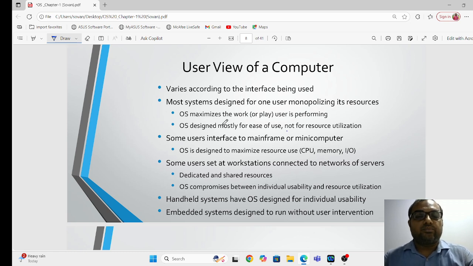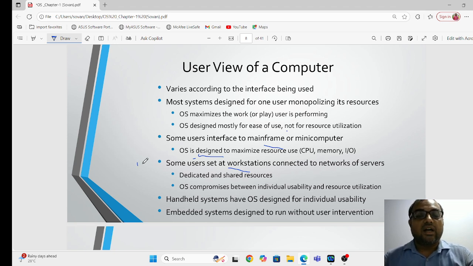Now second is the user interface of a mainframe or mini computer. In a mini computer there is one system, with one CPU and one memory device. So how will the operating system be designed so that the resources are used the maximum amount of time? In the mainframe there is a problem, because suppose multiple processes are waiting for a long time but there is only one CPU. That will be a problem.